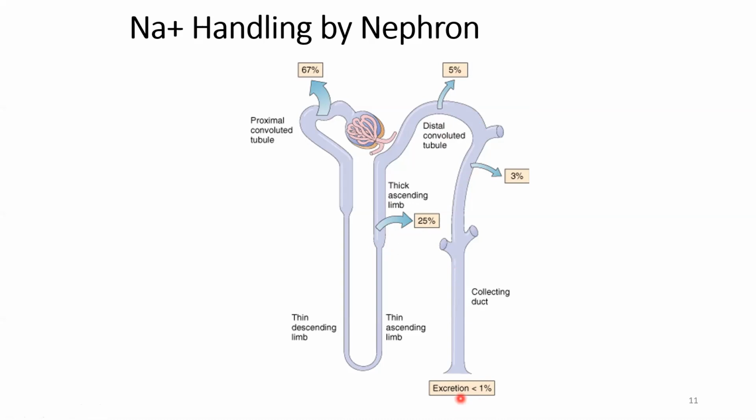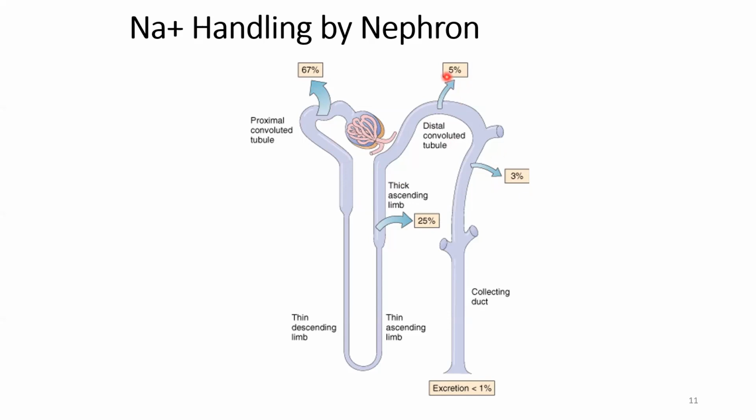Now, this again is a normal situation. We're not talking about any volume contraction or expansion. This is just normal. Another point to note is that this 67% and this 25% is fixed. This is going to happen no matter what, generally speaking, unless they are at a constant GFR, of course. And constant GFR means the flow velocity is normal as well. 67% and 25% is constant. The variability comes here, at 5% at the DCT and 3% at the collecting duct.